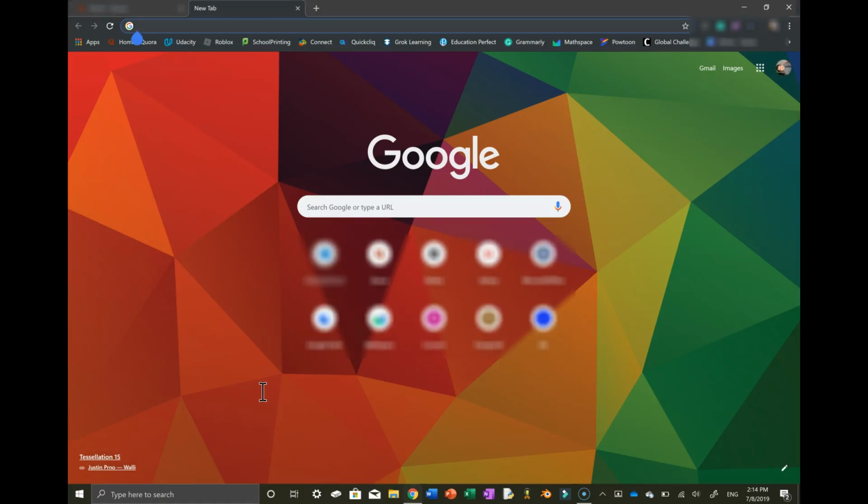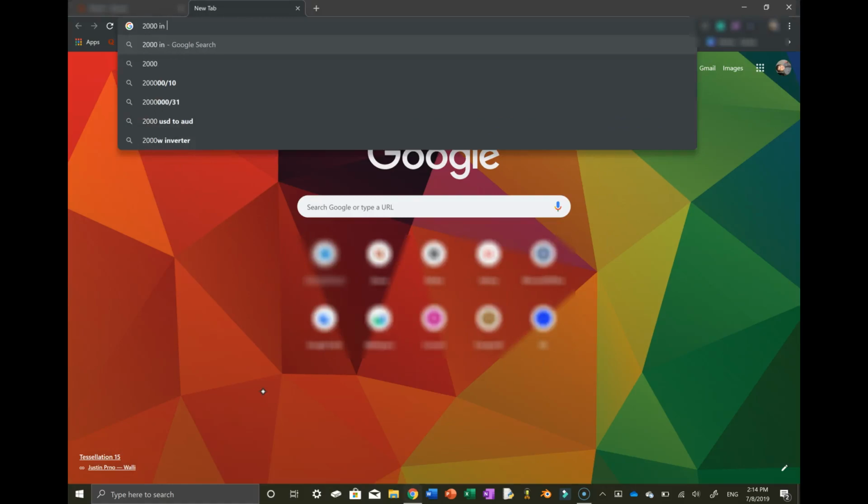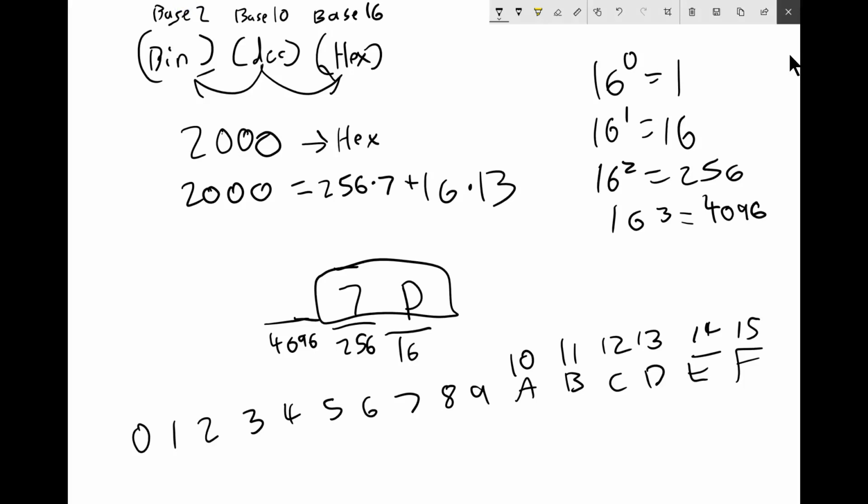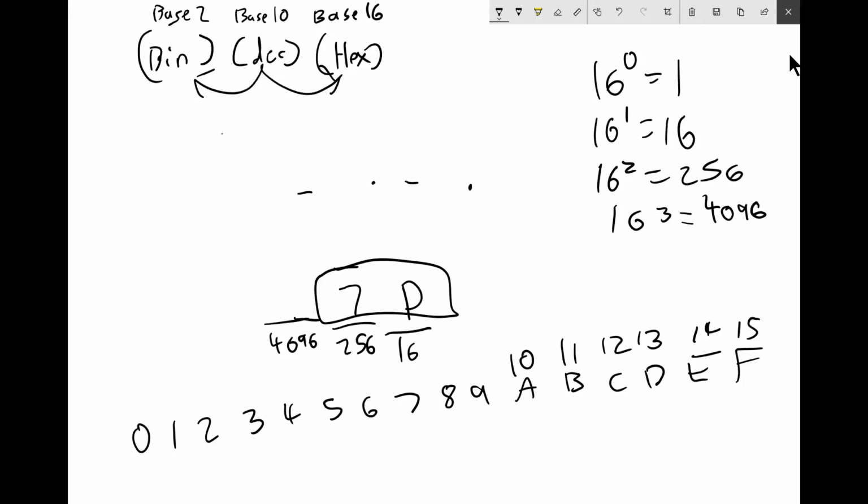In fact, if we check it right here, we can see 2000 in hex is 7D0. And that wraps it up. So that is converting from decimal to hexadecimal. And we have one more conversion we're going to do today, so let's get rid of all of this.